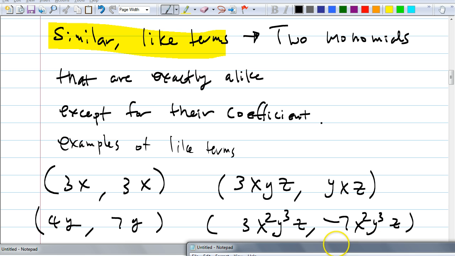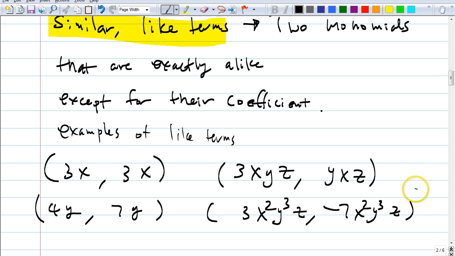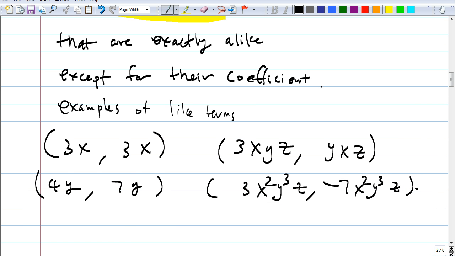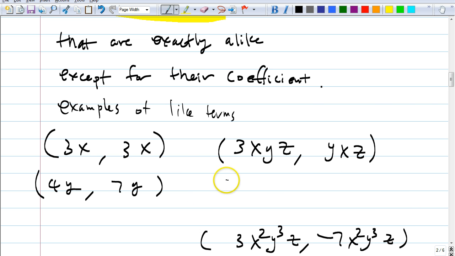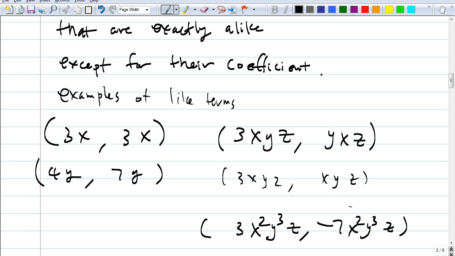What about this one here? 3x squared y cubed z, and I got negative 7x squared y cubed z. Are they like terms? Yes, they're all examples of like terms. Okay. Any questions? They look exactly alike, don't they? So this one, you should think of it as, let me actually write this down here. 3xyz, and we should write this as xyz, right? They're equivalent. yxz is the same as xyz, isn't that right? Okay, they have the same value. Okay, so write that down.